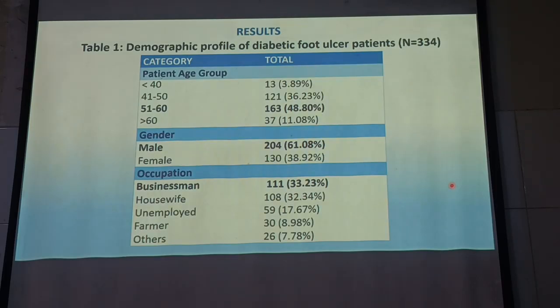Now coming to the results. Table 1 shows the demographic profile of diabetic foot ulcer patients. Patients are categorized into different age groups, gender, and occupation. The majority of the patients belong to the 51 to 60 years age group, found in 48.80%. Males are more affected than females, found in 61.08%, and 38.92% are female. The majority of the patients are businessmen, found in 33.23%, followed by housewives, found in 32.34%, then unemployed, farmers and others.